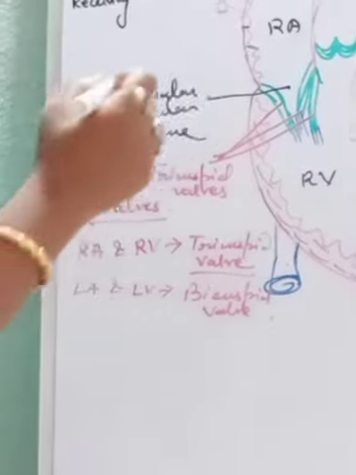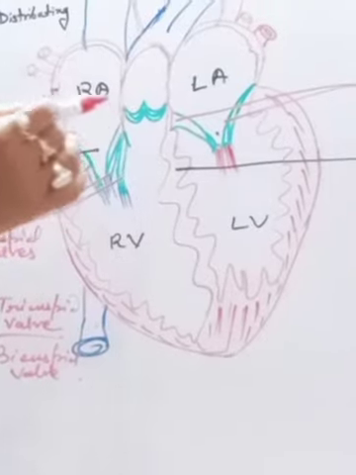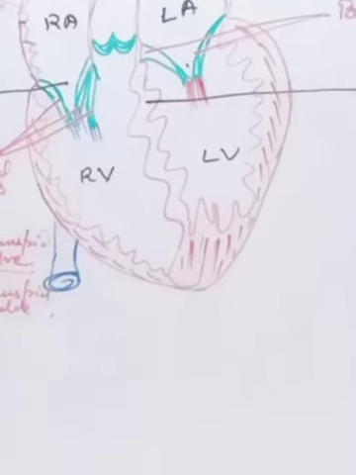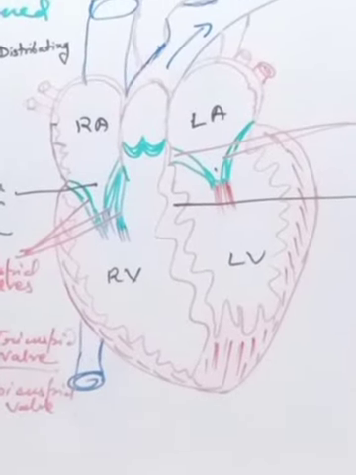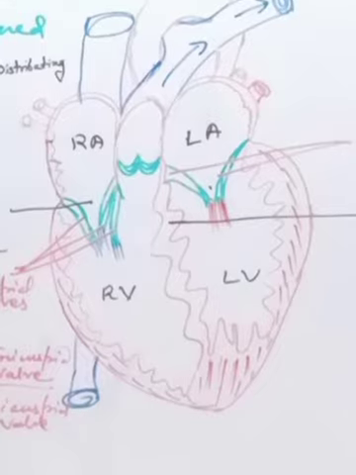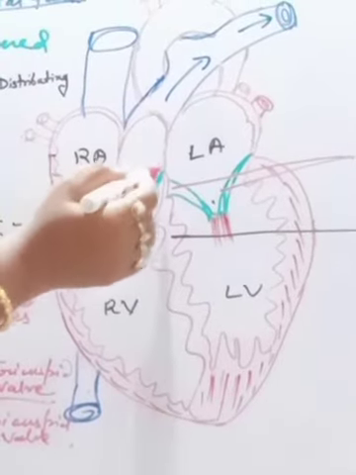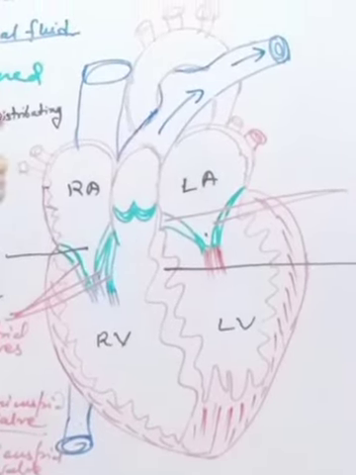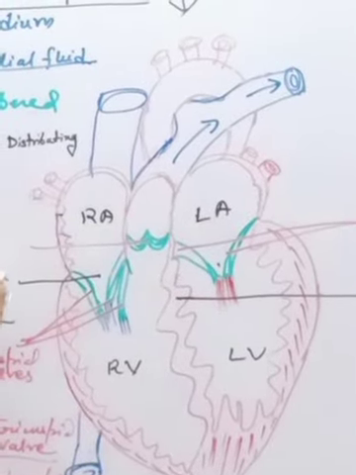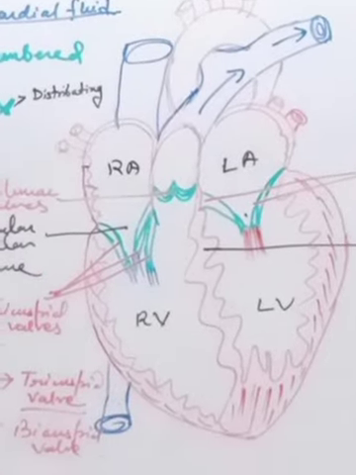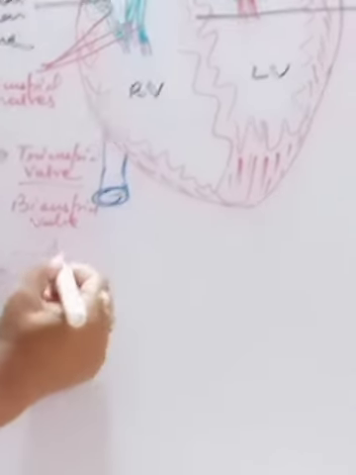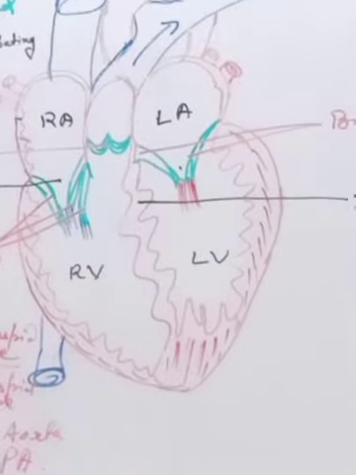Apart from that, we are also having another set of valves that are called the semi-lunar valves. Why are they called semi-lunar? The word semi means half and lunar means moon. See the shape? It is half moon shaped. So it is called semi-lunar valves. These semi-lunar valves are 2. One is present at the base of the aorta and another one is present at the base of the pulmonary artery. I have written over here pulmonary artery as PA.